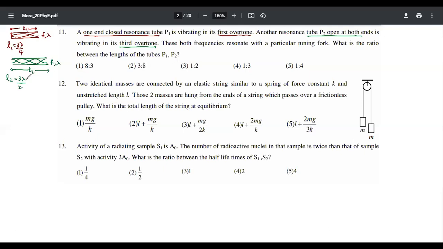So what can we do next? We can make lambda the subject and finish it off. Lambda here will be equal to 4L1 by 3. Here lambda is equal to 2L2 by 3. Therefore, 4L1 by 3 is equal to 2L2 by 3. The 3 and 3 get cancelled out. What are we supposed to find? The length of P1 over P2, that is L1 over L2, equals half. Straightforward.